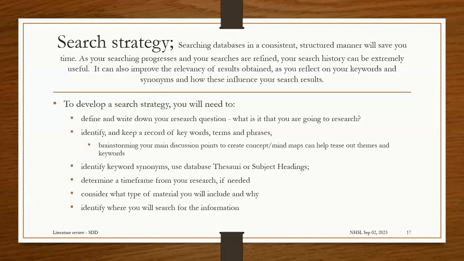To develop a search strategy, you will need to define and write down your research question. What is it that you are going to search? For research, identify and keep a record of keywords, terms, and phrases. Brainstorm your main discussion points to create concept maps, mind maps that can help you tease out themes and keywords. Identify keywords, synonyms, use database subject headings. Determine a time frame for your research if needed. Consider what type of material you will include and why. And identify where you will search for information.